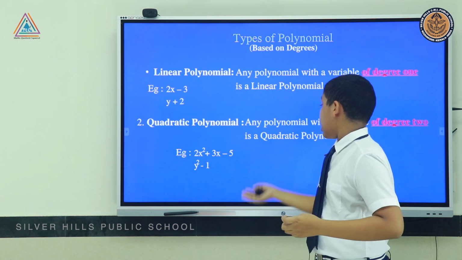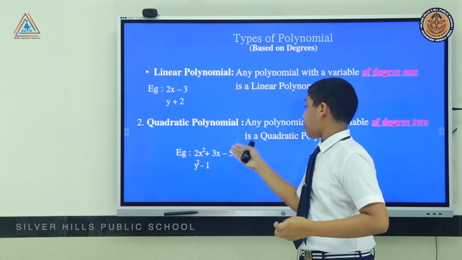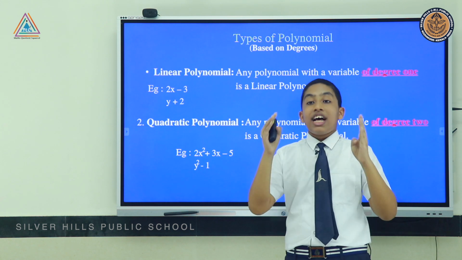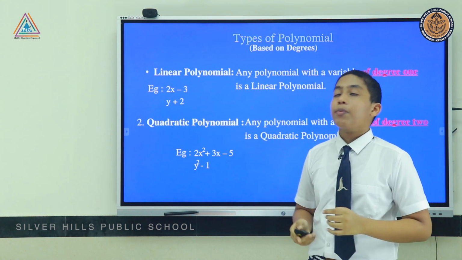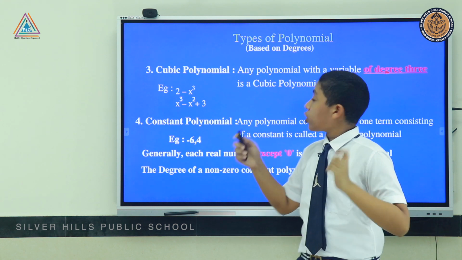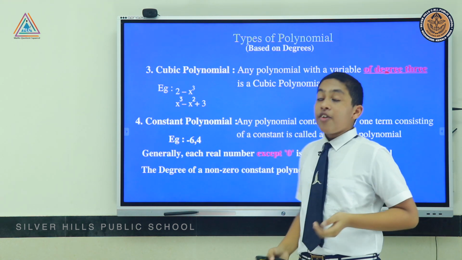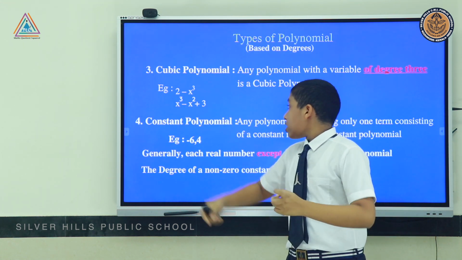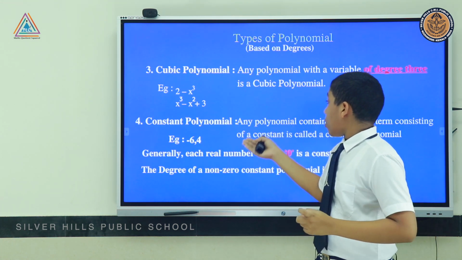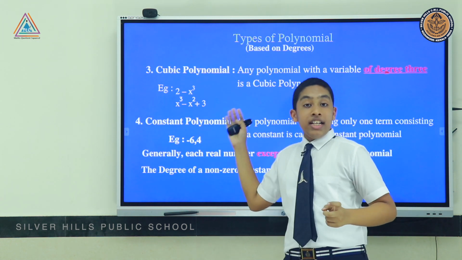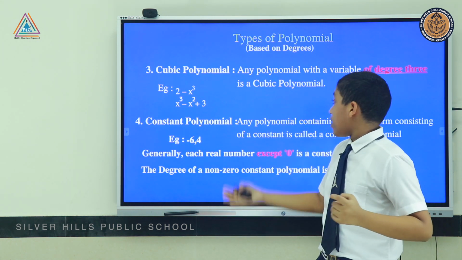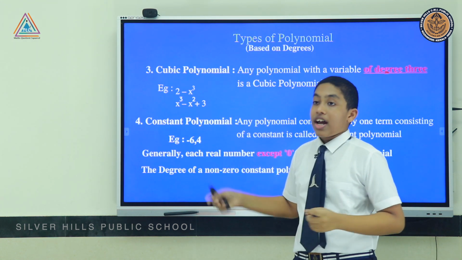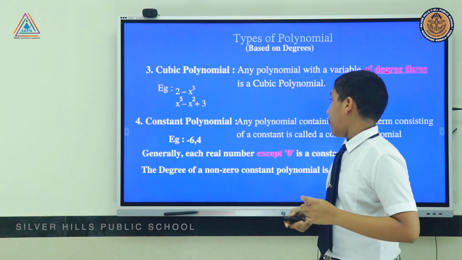In these examples, it is clearly visible that the highest power of the variable is 2. Such polynomials which have the highest power as degree 2 are known as quadratic polynomials. Cubic polynomial. Any polynomial with a variable of degree 3 is known as a cubic polynomial. For example, 2 minus x cube and x cube minus x square plus 3. In this example, the highest power of the variable is 3. So, such expressions that have the highest power as 3 are known as cubic polynomials.